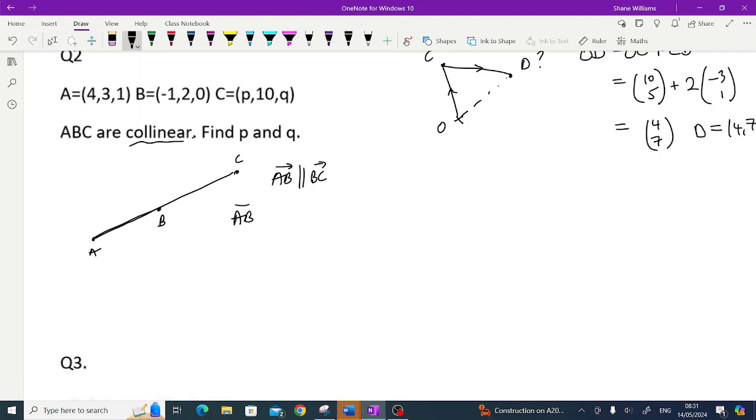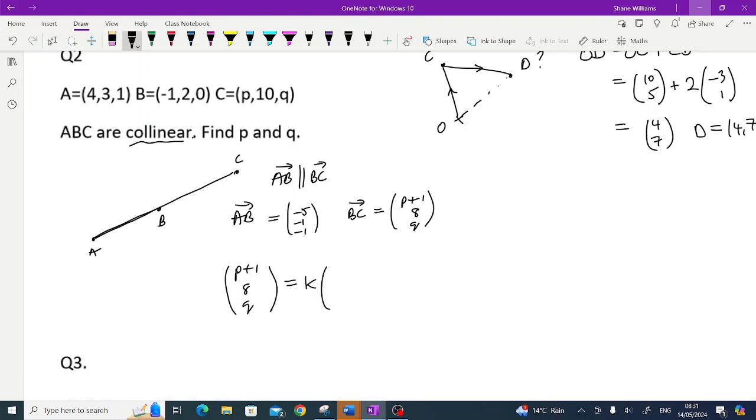So in this case, I'm going to say AB is equal to B minus A, and I get (-5, -1, -1). And BC equals, this one's going to have some algebra in it, C minus B, of course. So that's (P plus 1, 8, Q). If they're parallel, it means they're multiples of each other. So (P plus 1, 8, Q) must be a multiple of the other vector. We could just use (5, 1, 1), but I'm going to use (-5, -1, -1), in case it confuses anyone. And I'm going to turn that into 3 equations: P plus 1 equals minus 5k, 8 equals minus k, and Q equals minus k.